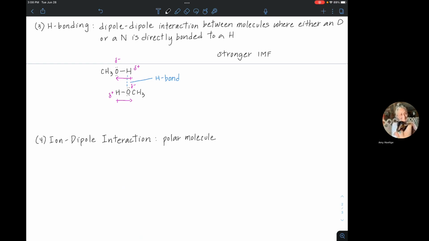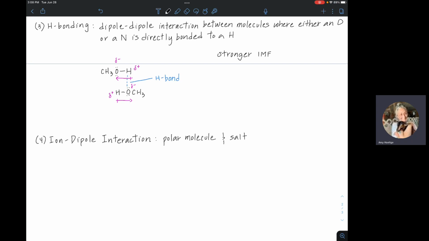And a salt or some ionic compound, where if that salt is going to be soluble in that polar molecule, like water, for example, is going to dissolve, say, sodium chloride, then when the ionic compound dissociates, you end up with ions where one of them has a negative charge and one of them has a positive charge.